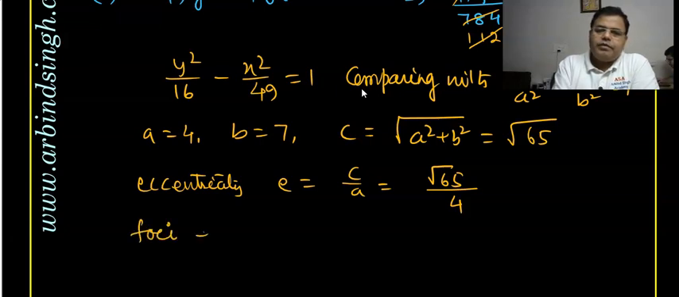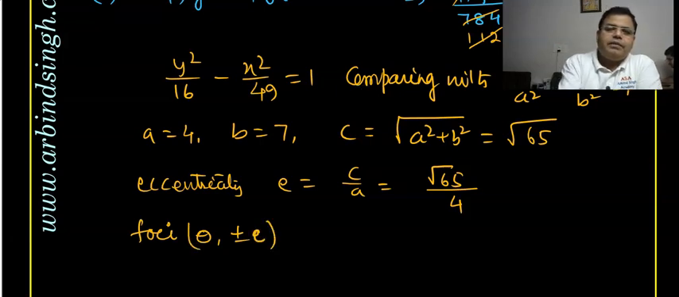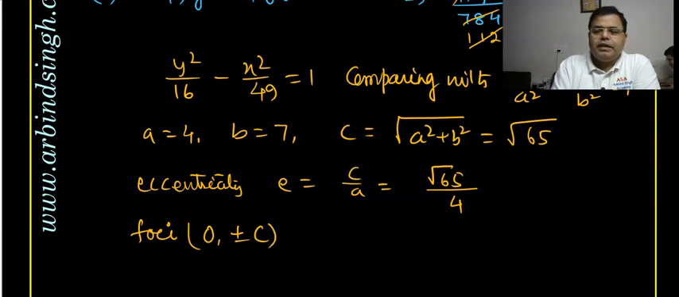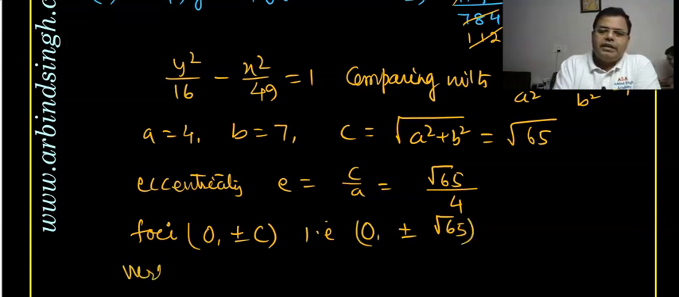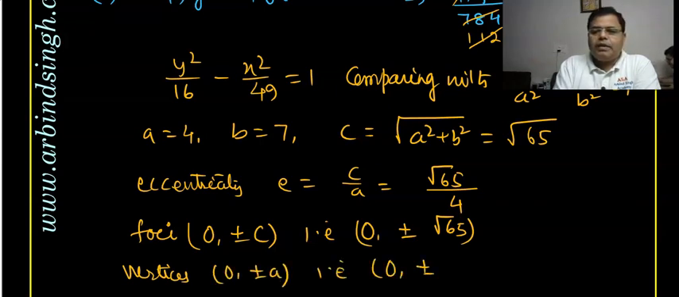And foci is 0 comma plus minus c, that is 0 comma plus minus root 65, that is foci, and vertices is 0 comma plus minus a, that is 0 comma plus minus 4.